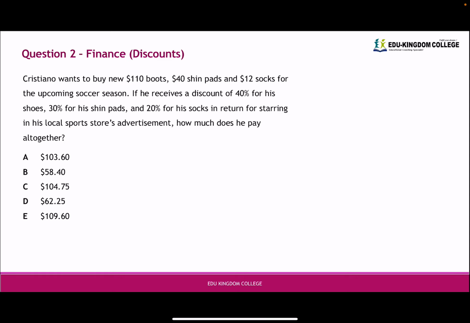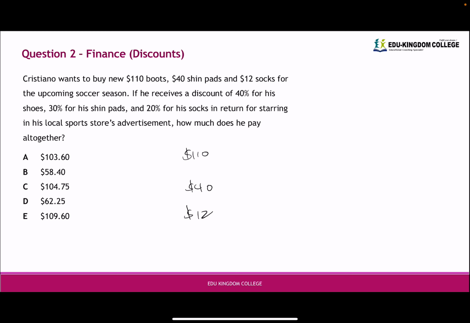Now, question 2 is finance. We took a look at this before. So someone wants to buy boots for $110, shin pads for $40, and socks for $12. But happy days, they get a discount. Okay, so the discount is 40% for the boots, 30% for the shin pads, 20% for the socks.